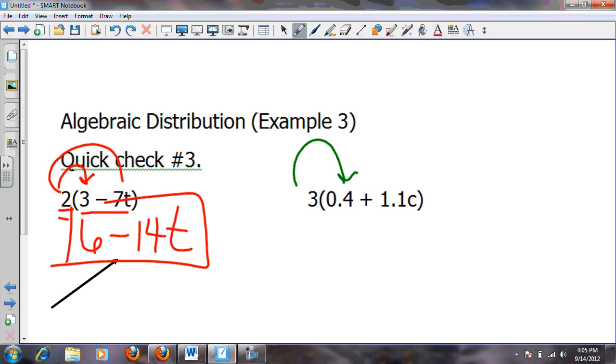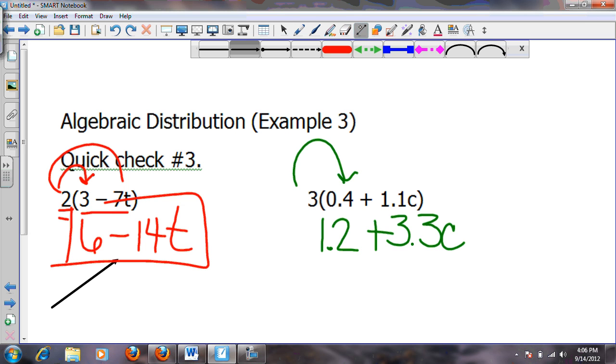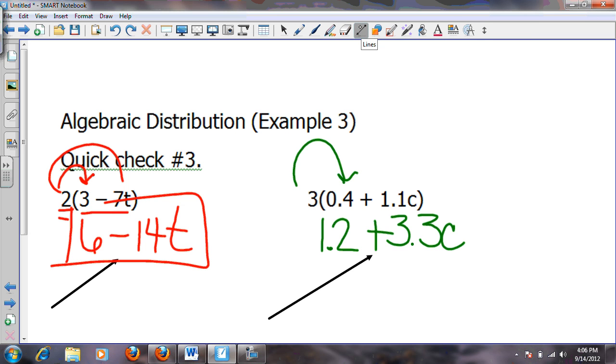3 times the quantity 4/10 plus 1 1/10 c. 3 times 4/10 is 3 times 4 is 12, 1 decimal place, plus 3 times 1 1/10 would be 3 3/10 c. Again, can I simplify that anymore? No. We're going to learn later and review about like terms. These are not like terms, so I must leave it 1 2/10 plus 3 3/10 c.